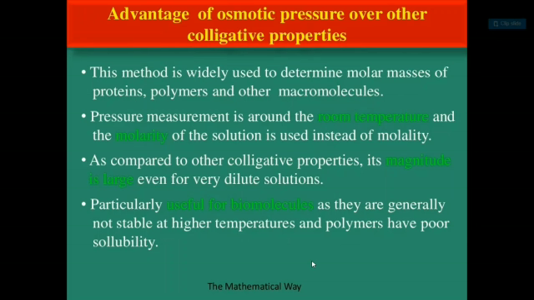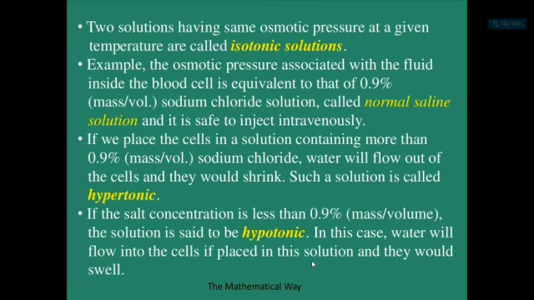It is particularly useful for biomolecules as they are generally not stable at higher temperatures, and polymers have poor solubility. Two solutions having the same osmotic pressure at a given temperature are called isotonic solutions. For example, osmotic pressure associated with the fluid inside the blood cell is equivalent to that of 0.9% sodium chloride solution, called normal saline solution, and it is safe to inject intravenously.